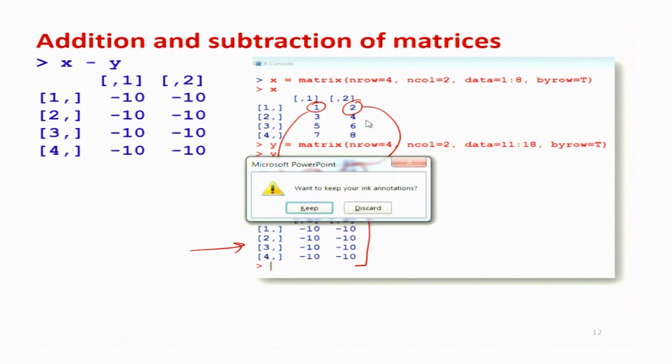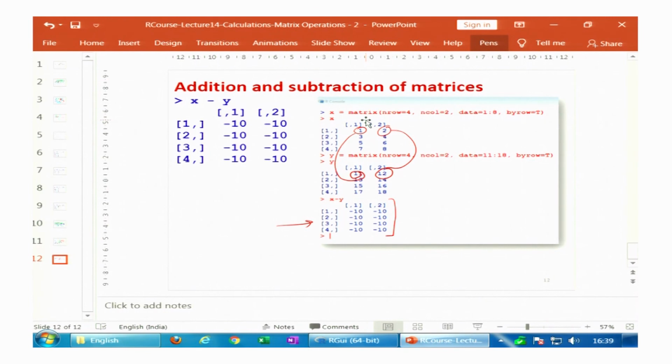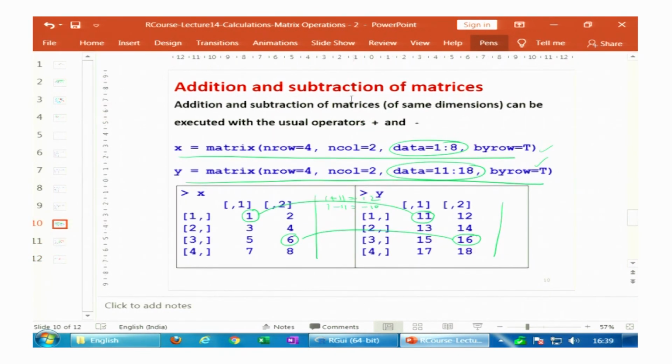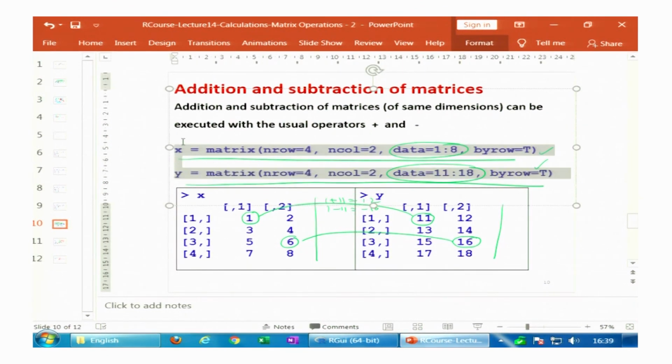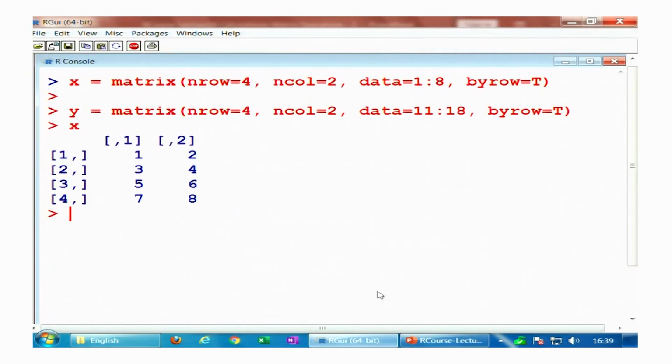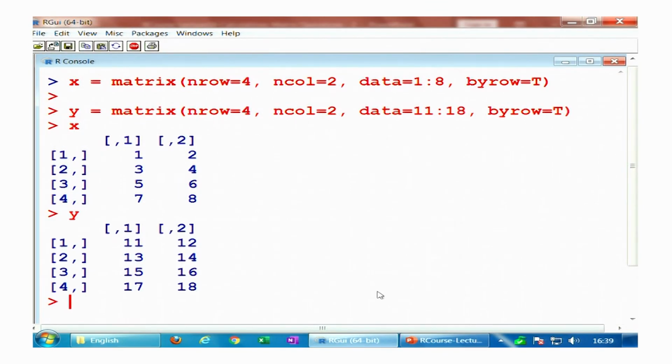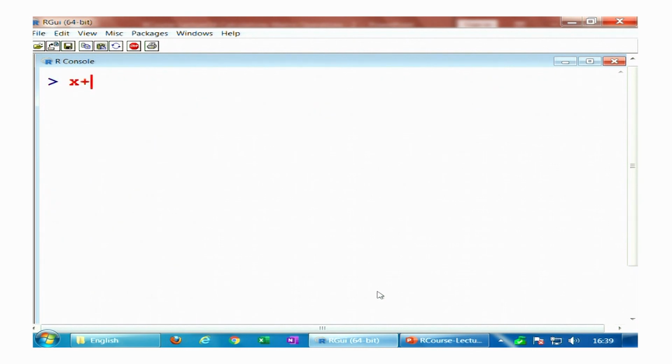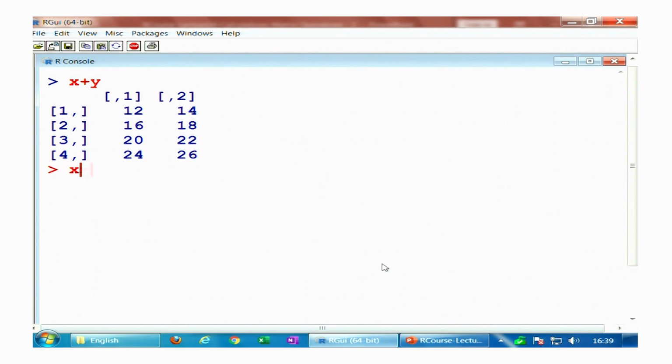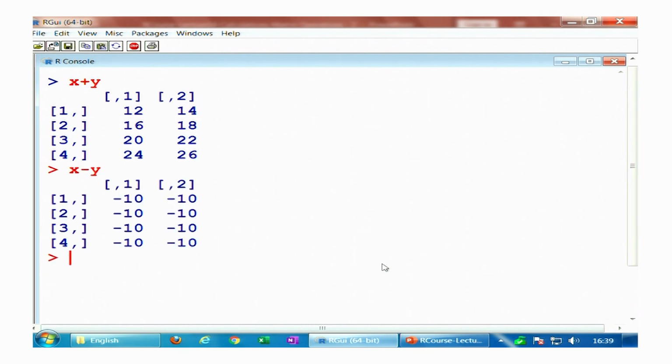But now let me show you these things on the R console, so that you get more confidence that these things are possible to do. So, let me choose these two matrices x and y. This is your x and this is your y. You can see that both of them are of the same order. Now if you try to add them, x plus y, and subtract them, x minus y, it comes like this. I hope that you know that two matrices are added by the same symbol plus and subtracted by the same symbol minus. So, there is no issue.